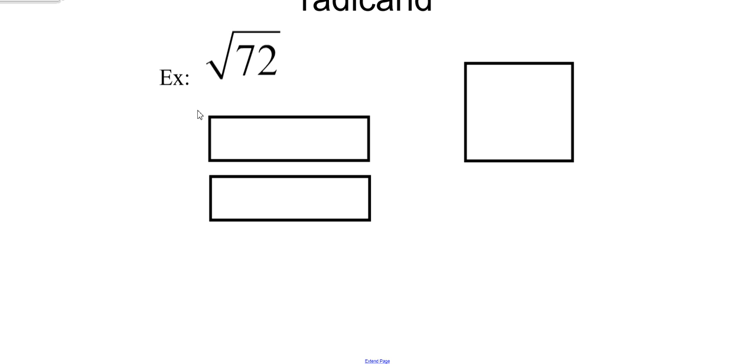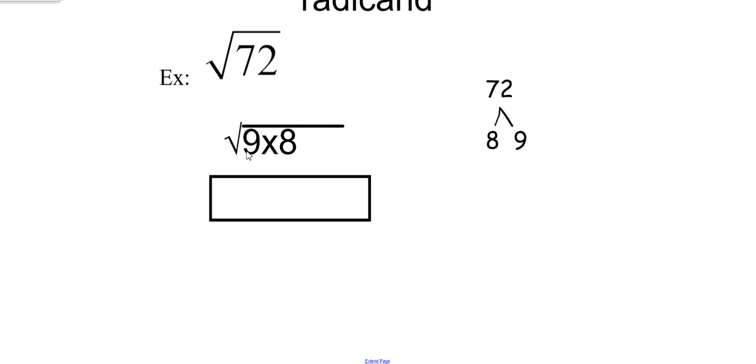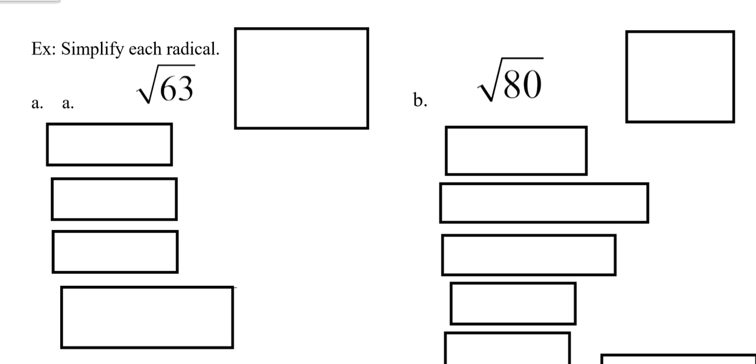For example, number one, we're going to take 72. We're going to split it into two numbers that multiply to 72. For right now, we're just picking any two numbers that multiply to 72, so 8 and 9. So I would now have the square root of 9 times 8, which I can then turn into the square root of 9 times the square root of 8. Now this is not simplified; this is just showing you with numbers what the rule is talking about.